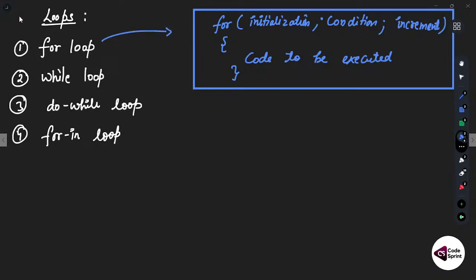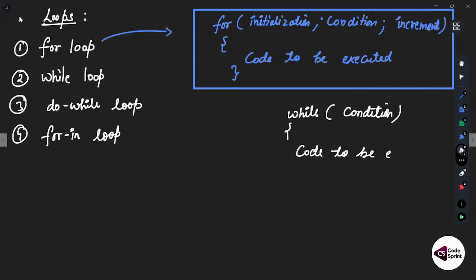Then afterwards, if we talk about the while loop, let's quickly see how the syntax will look like. We have while, afterwards we provide a condition here, and as usual afterwards we write the code that is going to be executed.